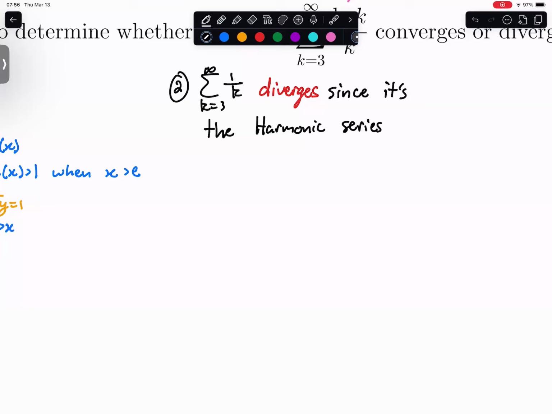And again, I can only do that if it's a p-series for p equal to 1. If it's any other power, I cannot say that. I have to use the p-series test no matter what. All right.